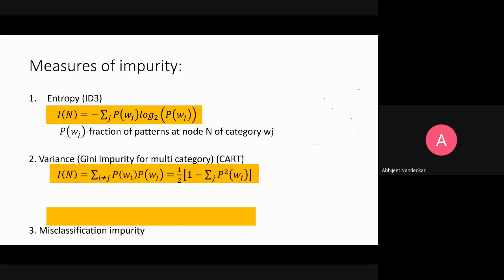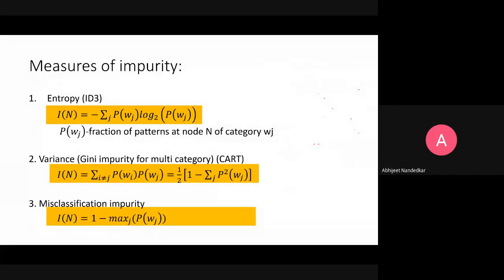So normally there are three measures that we use. First one is entropy, which was proposed in the ID3 algorithm, and the second one is variance, also known as Gini impurity for multi-category, used in the CART algorithm, and this is the normal misclassification impurity.